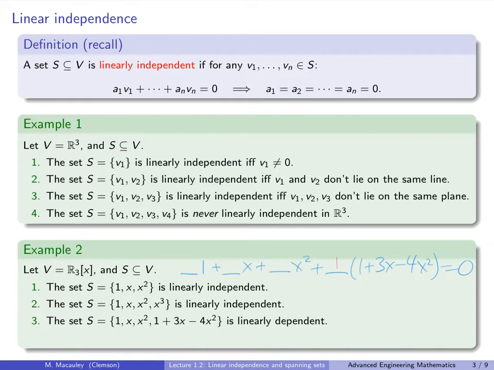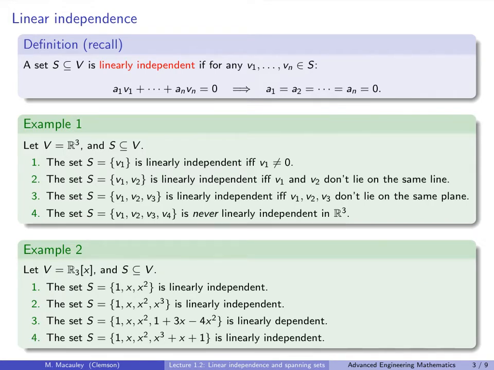Well, let's put a 1 there. First of all, there's many ways to do that. I could have put a 10 right there, but let's put a 1 there. And if we do that, then that forces us to put a negative 1 there, a negative 1 there, a negative 3 there, and a negative 4 right there. So here is a linear combination of these 4 elements that gives the 0 polynomial.